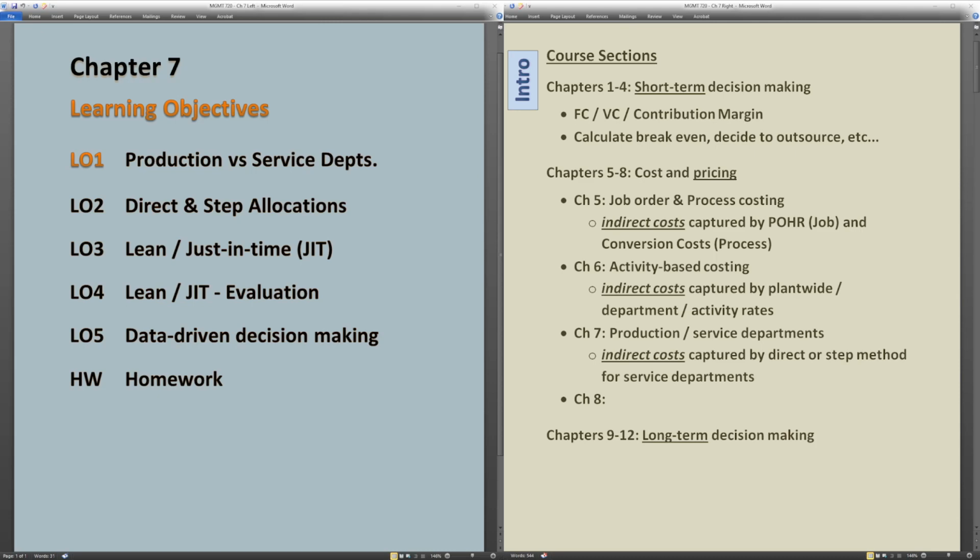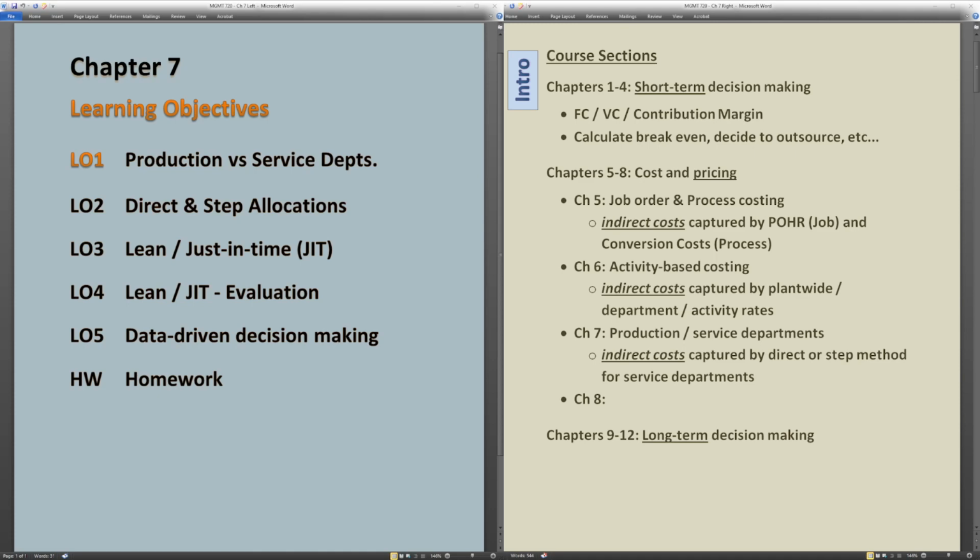These middle 4 chapters are about cost and pricing, getting better at costing so we can be better at pricing. And then the last 4 chapters are based on long-term decision making, and when we get there we'll learn about budgets and things such as that. So in these middle 4 chapters, chapters 5 through 8, notice there's a pattern here. Chapter 5, we talked about job order and process costing. And what did we focus on?